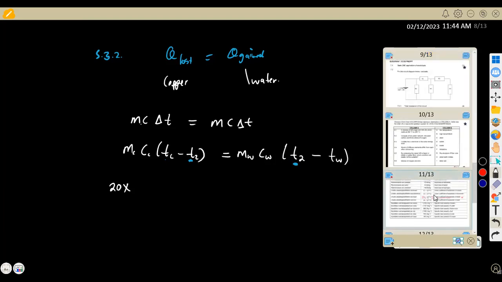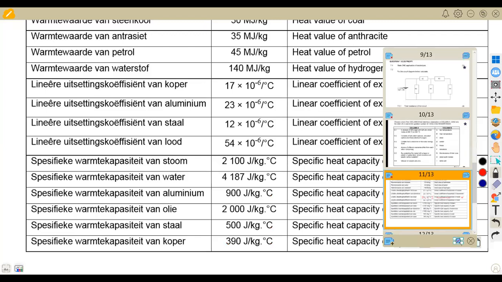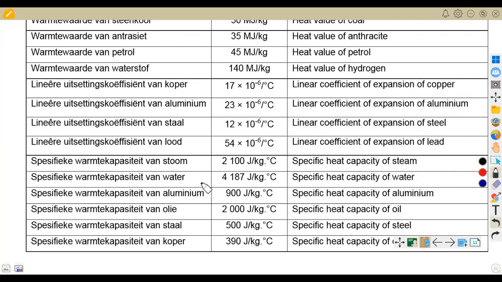All right, let's see what we are given here. We need the specific heat capacity of copper. Okay, so that is the specific heat capacity of copper here, which is 390 joule per kg degree Celsius. Then for water, it's 4187. So 390 and 4187. These are the values that we needed there.